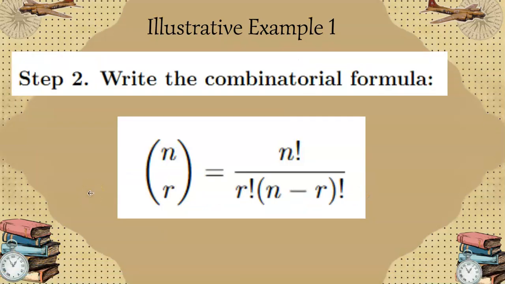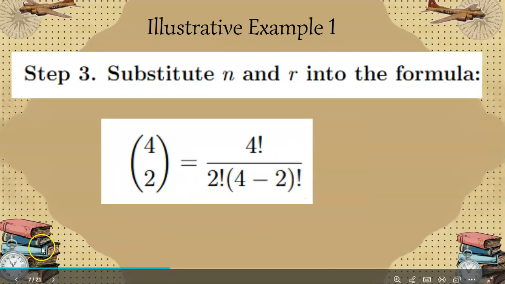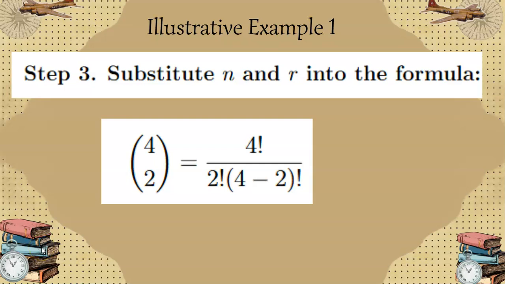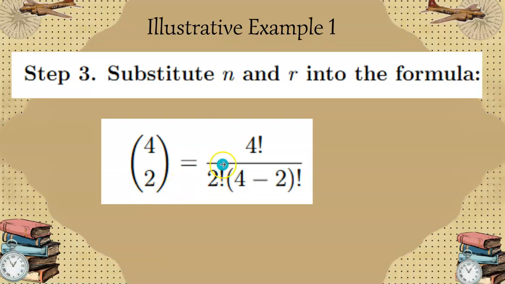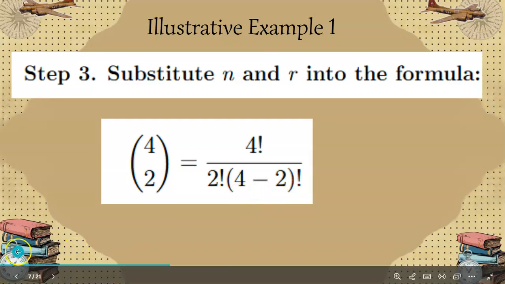Step number 2, write the combinatorial formula to use. In binomial theorem expansions, the order of objects does not matter. Hence, we use the combination operation rather than permutation, and this is the formula: n choose r is equal to n factorial all over r factorial times n minus r factorial. Step number 3, substitute n and r into the formula. So 4 choose 2 is equal to 4 factorial all over 2 factorial times 4 minus 2 factorial.